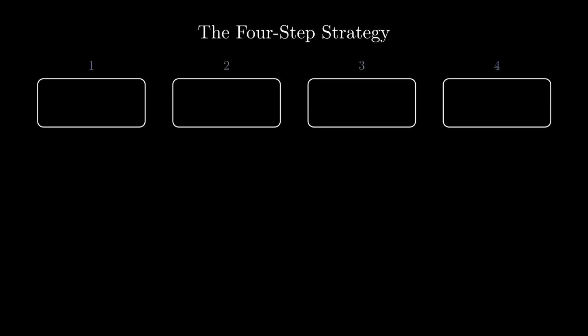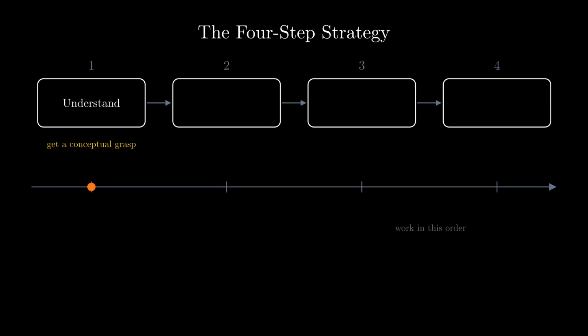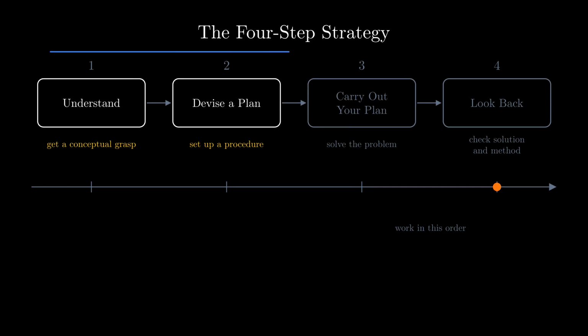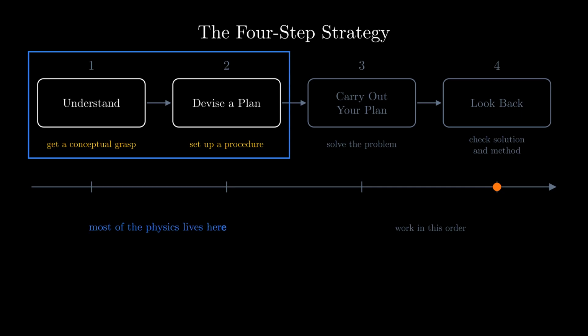The strategy has 4 steps. Understand. Get a conceptual grasp of the problem. Devise a plan. Set up a procedure that will get you the solution. Carry out your plan. Solve it. Look back. Check your solution and your method. The last 2 steps are where the arithmetic lives, but the first 2 carry almost all of the physics. They are the ones we're slowing down for, so those are the 2 we will develop.